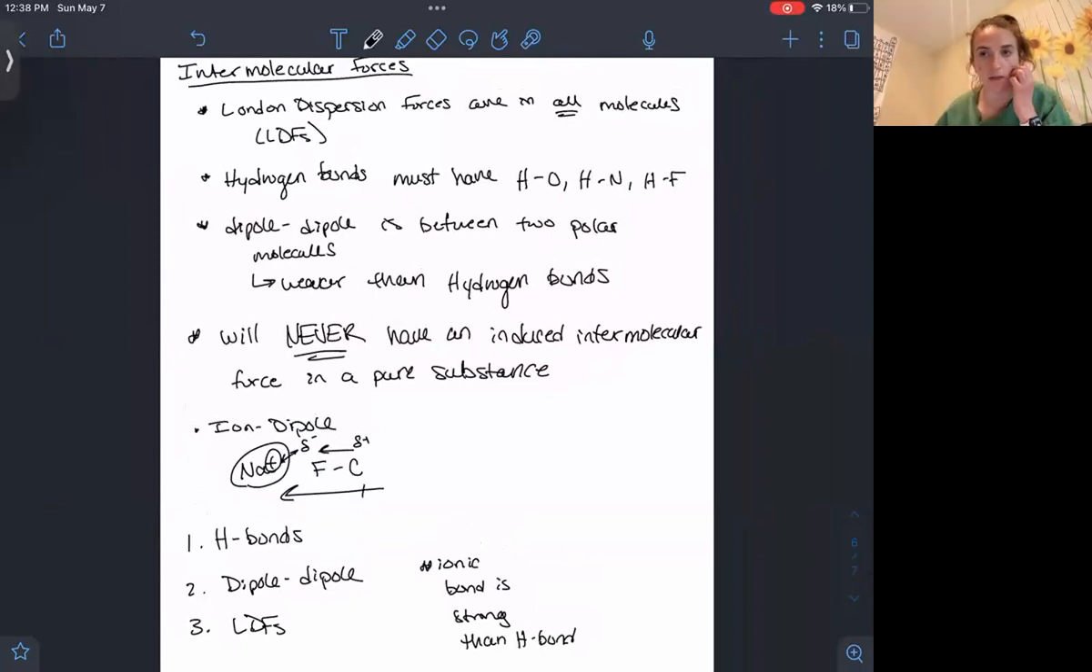Yep, ionic bonds are between a metal and a non-metal. So like a sodium and a fluorine, or a sodium and a chlorine is an ionic bond. Ion dipole will be higher than your hydrogen bonds.